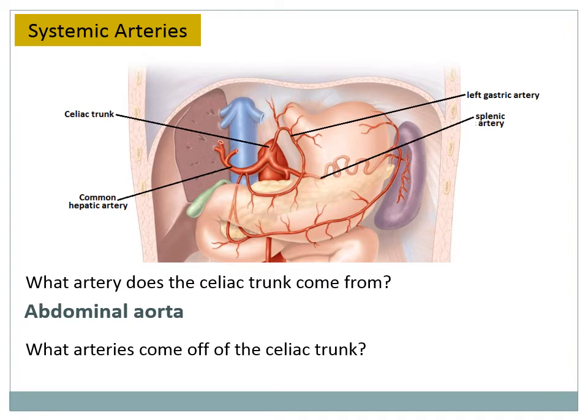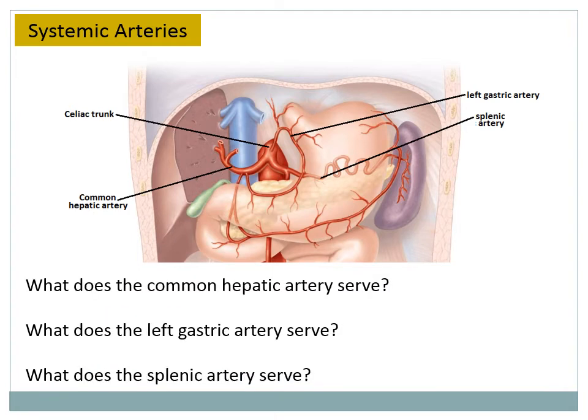And we have the left gastric artery, the splenic artery, and the common hepatic artery. So those are the three that we are talking about coming off the celiac trunk: the gastric, the hepatic, and the splenic arteries. Looking at the names of these things should help you see what they serve. So what organs get blood from these arteries?